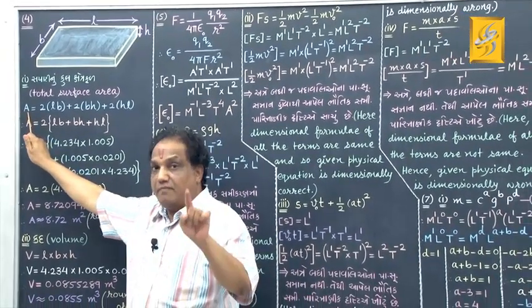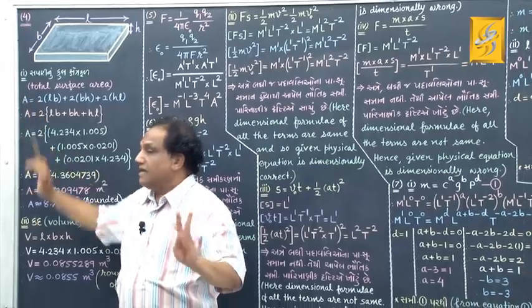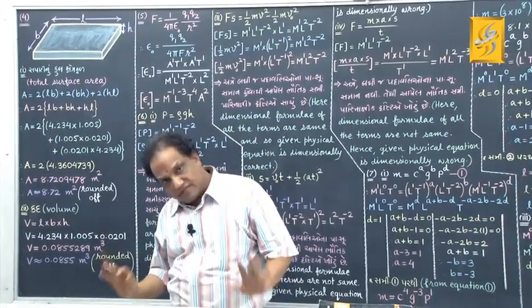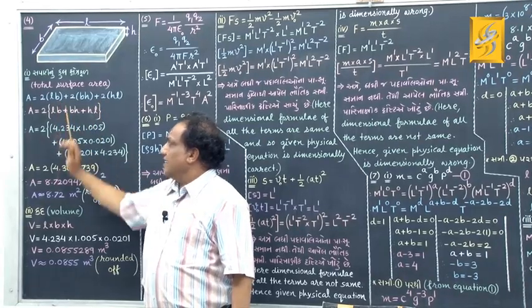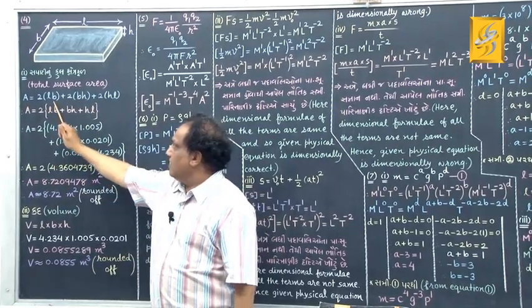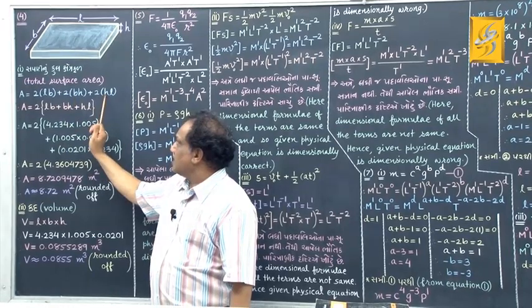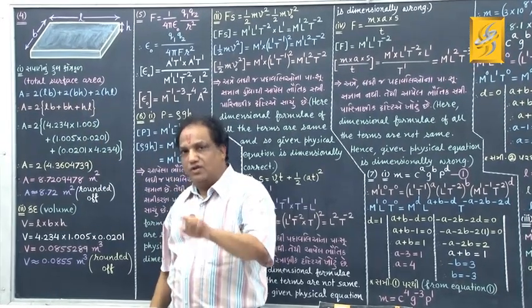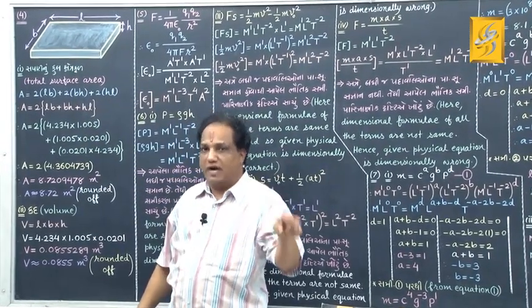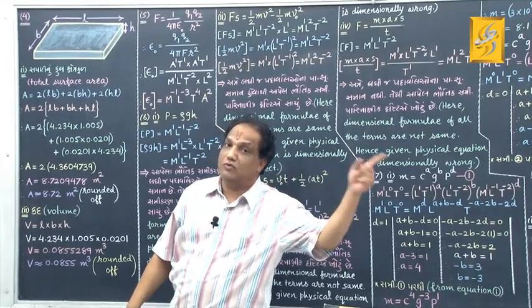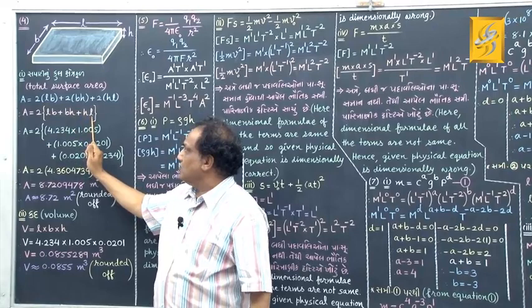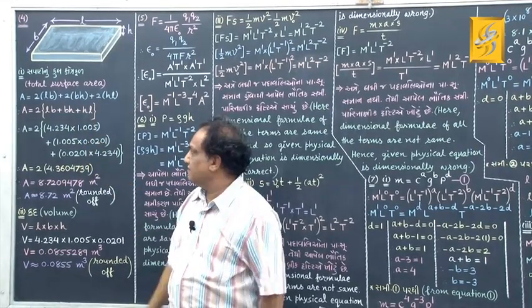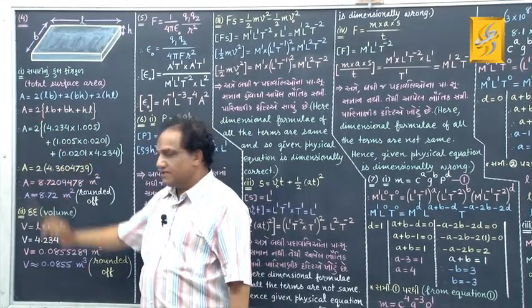Come on. When you add the surface areas of all the 6 faces, you will get total surface area of entire metallic sheet. Let it be capital A, correct. Now 2 I can take common. Inside the bracket it will be L into B plus B into H plus H into L. Length into breadth plus breadth into height plus height into length, correct. L into B, B into H, H into L. Simple, fine. Now these 2 as it is.